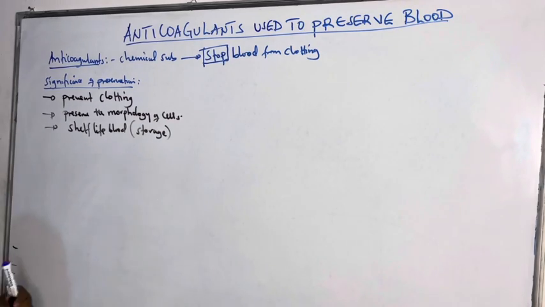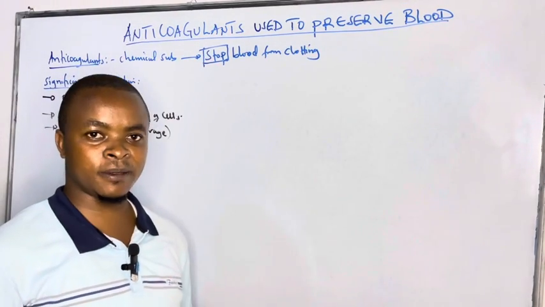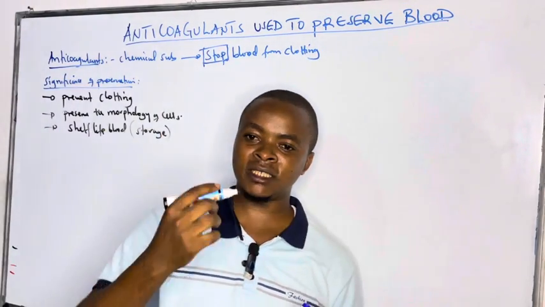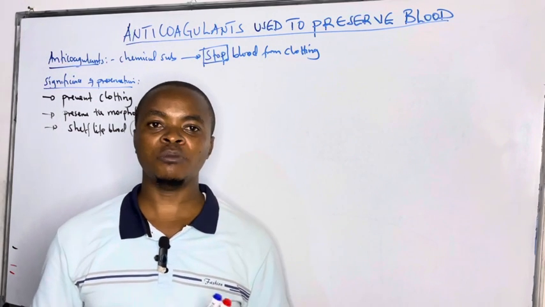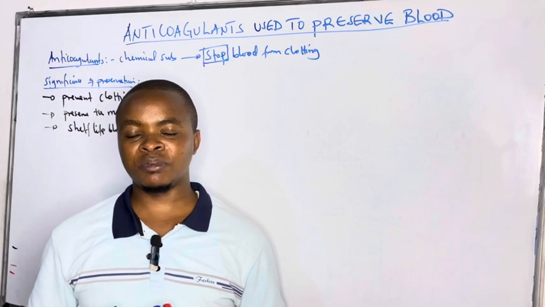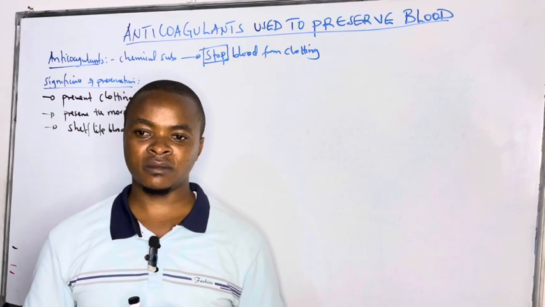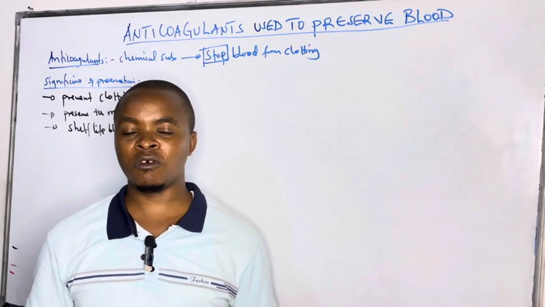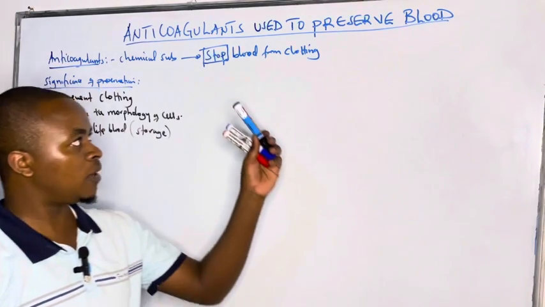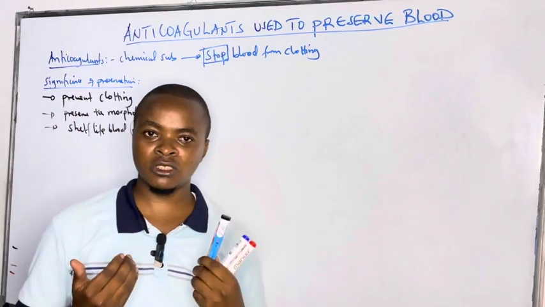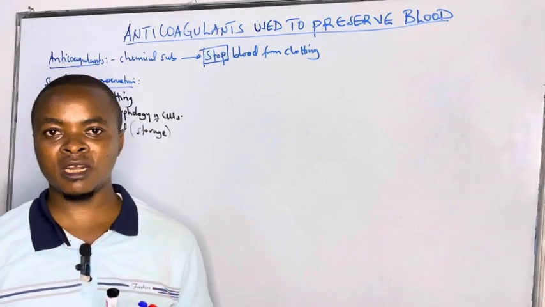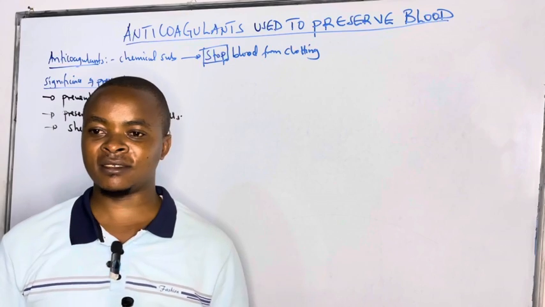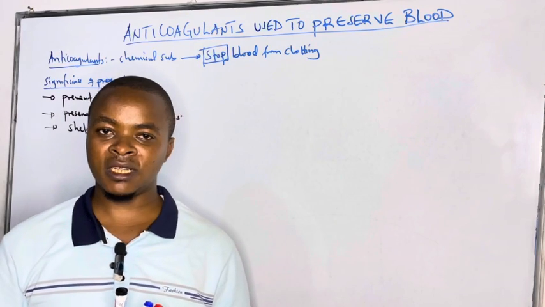Because whenever we draw blood from the body and it stays more than 6 hours without a preservative, we lose the morphology. So we cannot keep it for longer. But these days, because of anticoagulants, we are able to store blood collected in the laboratory for even years.